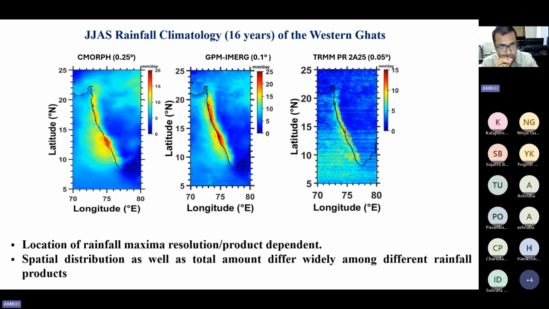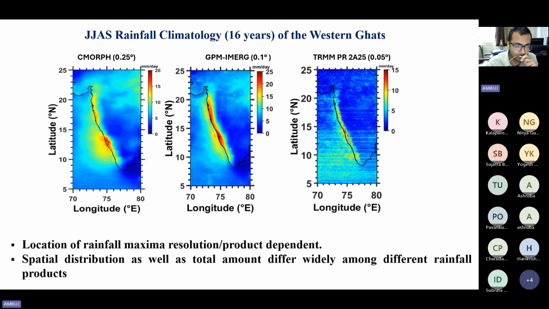Now, this slide shows JJS rainfall climatology of the Western Ghats based on three different rainfall products. First is CMORPH at 25 kilometer resolution, second is IMERG at 10 kilometer resolution, and third is the TRMM-PR 2A25 data product at 5 kilometer resolution, which is the highest available resolution over this region.